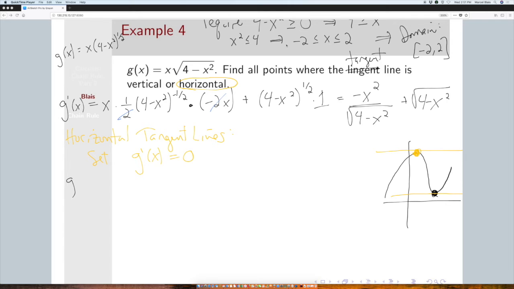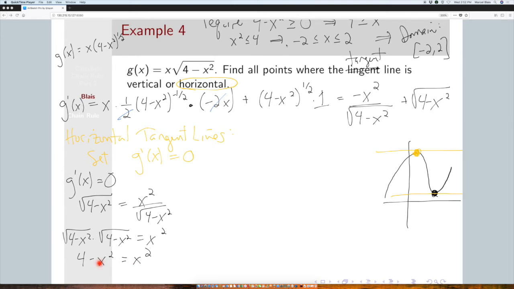So g prime of x equals 0 is the same thing. Take this expression and set it to 0. So setting this equal to 0 gives us root 4 minus x squared equals x squared over root 4 minus x squared. Multiply both sides by root 4 minus x squared. The left-hand side, we can write it out, root 4 minus x squared times root 4 minus x squared equals x squared. Of course, this product is 4 minus x squared. Adding x squared to both sides gives us 4 equals 2x squared, or x squared equals 2.